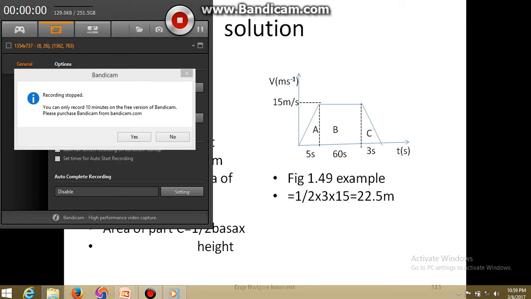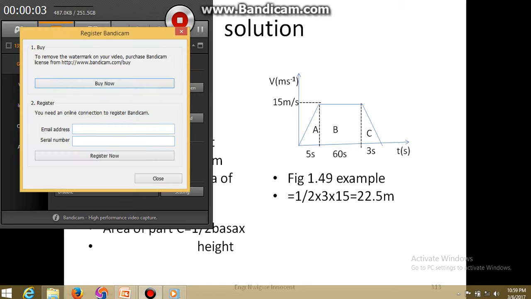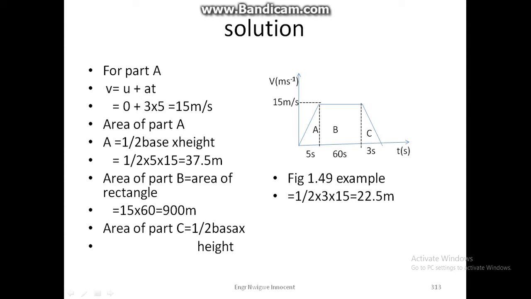which gives us 22.5 meters. The total area is now equal to 37.5 plus 900 for part B plus 22.5 for part C, which will now give us 960 meters.